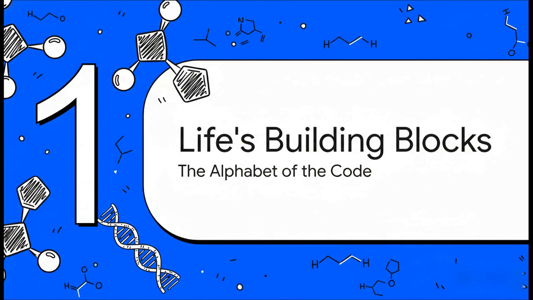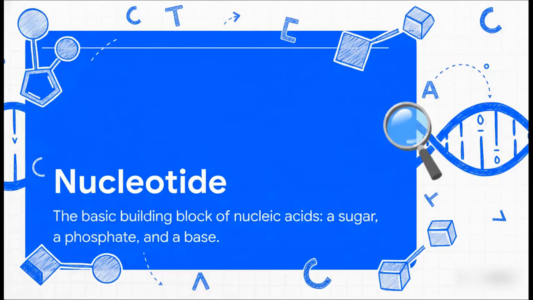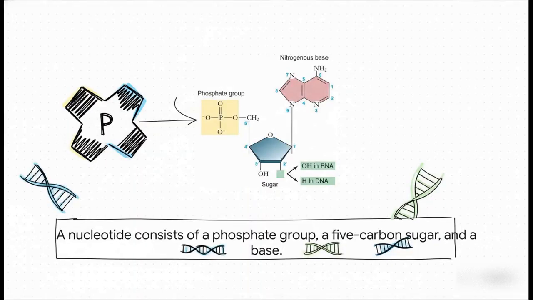Okay, to really get a handle on this incredible code, we've got to start with the basics. We have to learn its alphabet. And that alphabet is built from one fundamental unit, a little piece called a nucleotide. So what is a nucleotide? The easiest way to think about it is like a single letter in this enormous genetic alphabet. And it's the specific order of these letters, the sequence, that spells out all the instructions for building and running an organism.